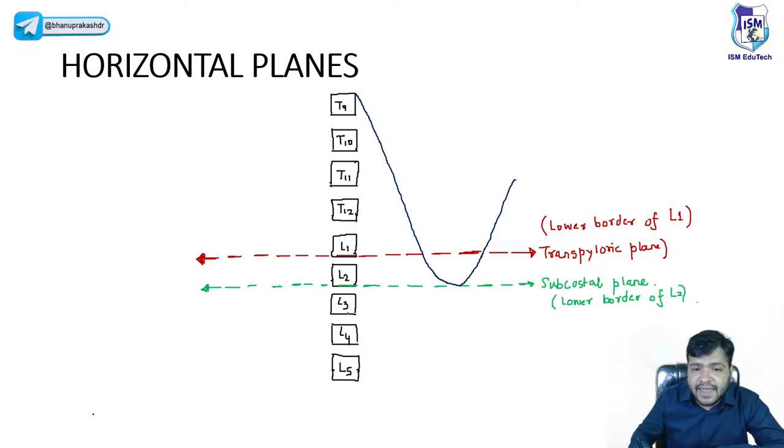Now, between L3 and L4, an important structure is present, guys. And this structure is called the umbilicus. Okay?